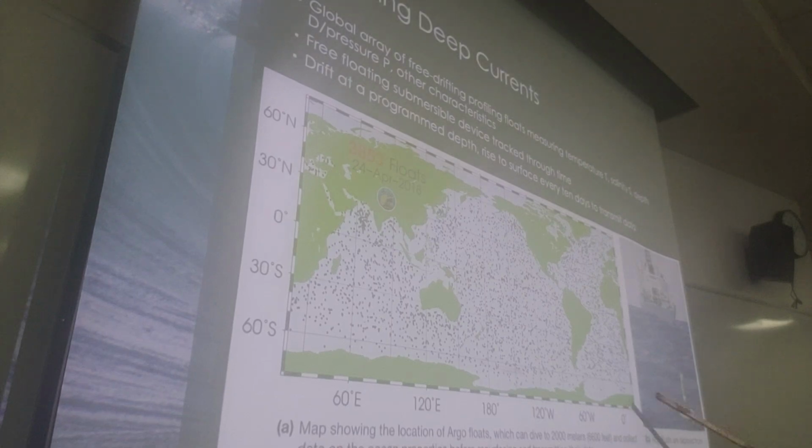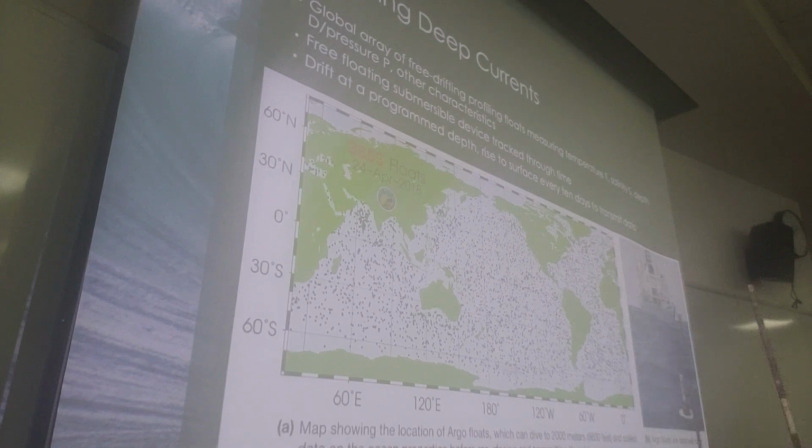And you can see that since the beginning of the Argo program, which was a few decades ago, many thousands of floats have been deployed all over the ocean. What these Argo floats do is coast at a certain depth, and on occasion they return to the surface and then send their data to a ship or to a land-based observational center.